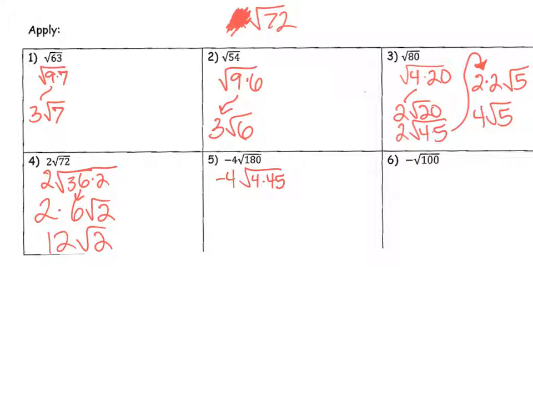Okay. So, this 4 underneath, it comes out as a 2. So now I have -8, rad 45. What is 45? That has a perfect square in it. 9 and 5. Okay.